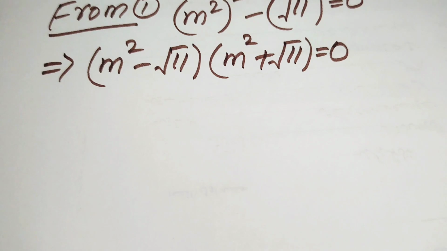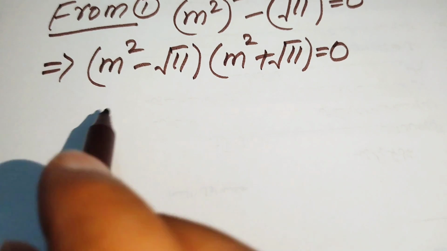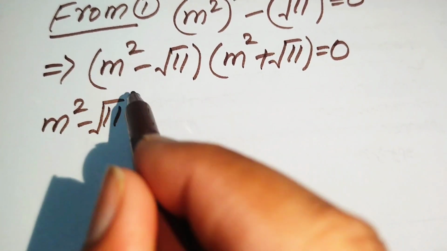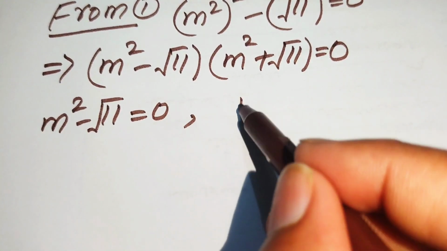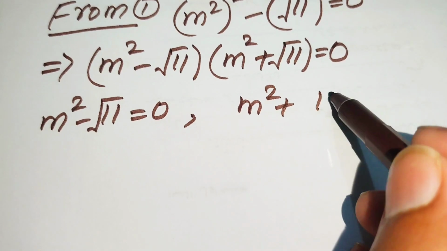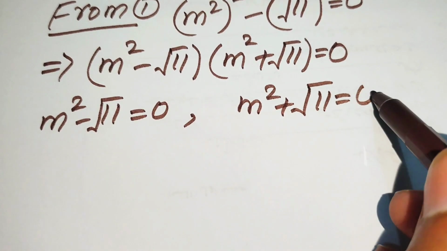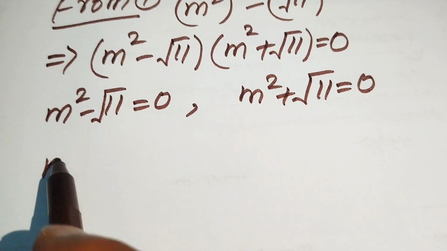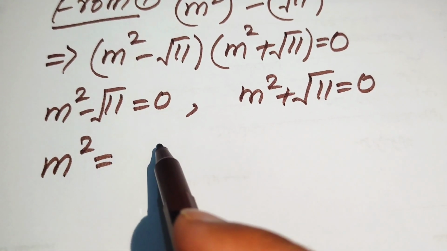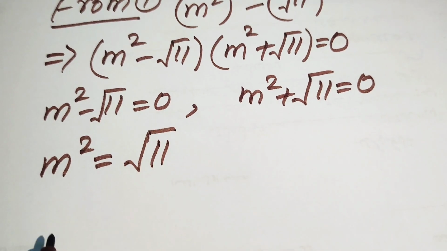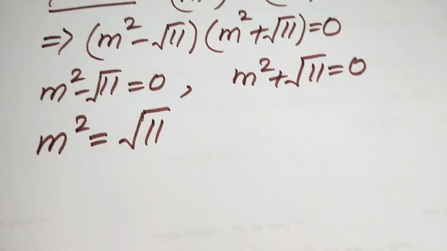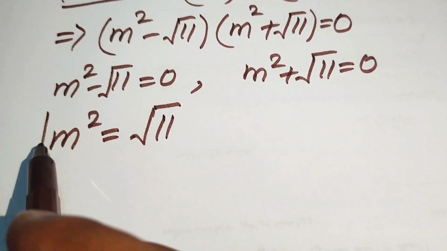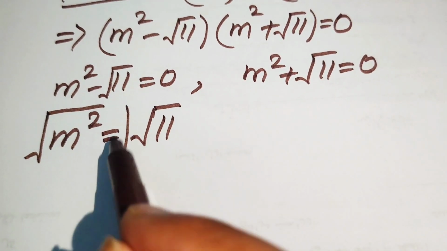After that we have again two cases. First we take m squared minus square root of 11 equals 0, and the second case is m squared plus square root of 11 equals 0. In the first case we move the minus square root of 11 to the right hand side, and it will be written as m squared equals square root of 11. In order to find the value of m, we need to take the square root on both sides.